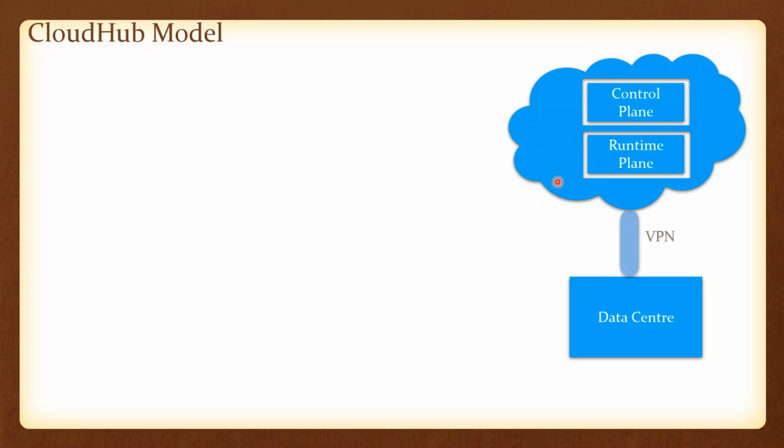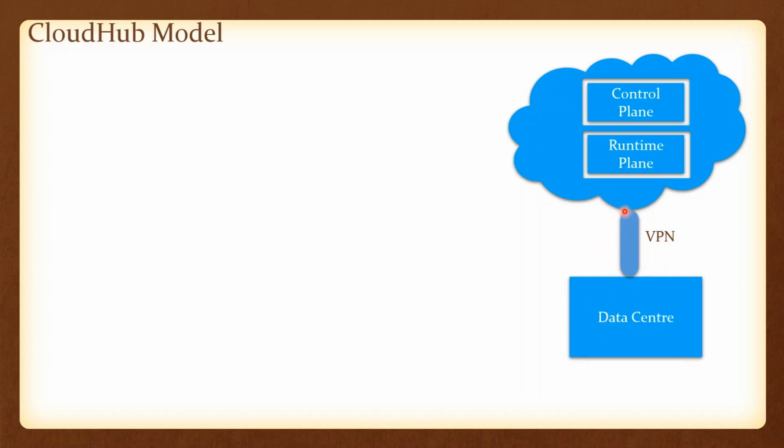Now if there are some on-prem systems, which obviously are in your data centers, and we want to communicate from our CloudHub applications, because all of them are hosted on CloudHub, we would need VPN connectivity from CloudHub to the data center.